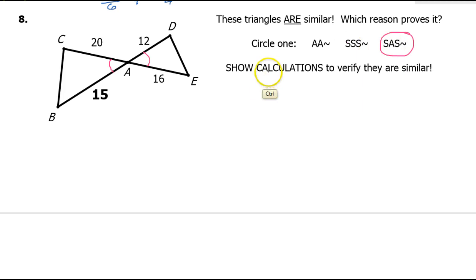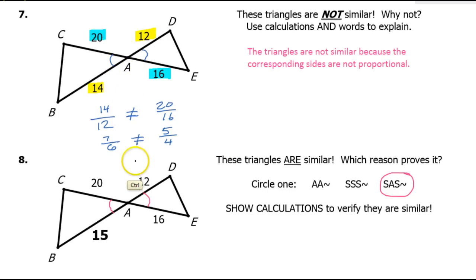But now it's time for our calculations, because if it's going to be side-angle-side similarity, the corresponding sides have to be proportional. Remember, number 7 and number 8 really look the same at a glance. We have numbers in the same places and we have the same vertical angles. But yet number 7 is not similar and number 8 is similar. So it's absolutely critical that you check the ratios of the corresponding sides and see if they're equal. So I'm purposefully showing number 7 as I do this so you can remember what I did before.